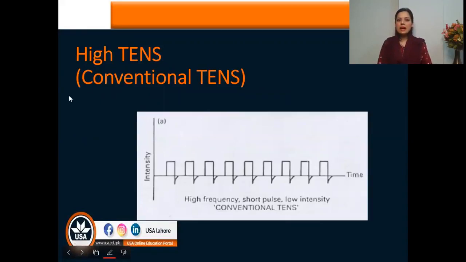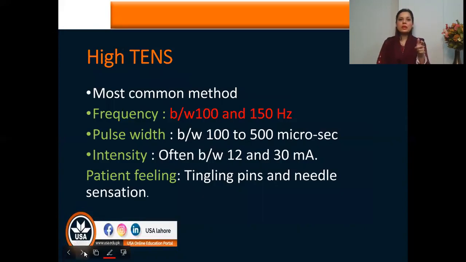You can see in the high TENS, one thing you can see from this picture, there is high frequency of impulses and they are of short duration and low intensity. And this is preferably the characteristics of the high TENS. Let me tell you about the parameters of the high TENS. High TENS usually has a frequency between 100 to 150 hertz, pulse width between 100 to 500 microseconds, intensity between 12 to 30 milliamperes, and the patient's feeling is tingling, pins and needle-like sensation in this case.